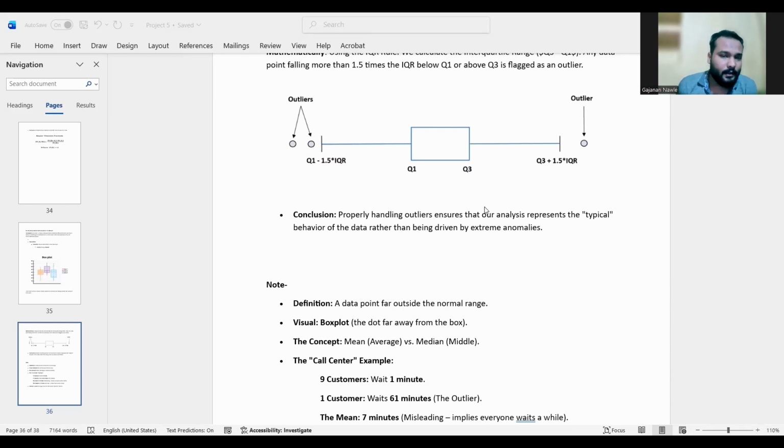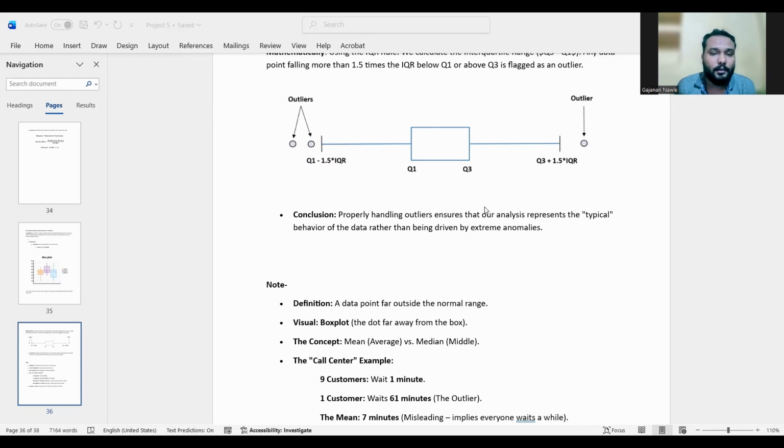To explain this clearly, let's look at a call center scenario. Imagine you are analyzing the performance of a call support team. You look at the data for 10 calls. 9 of those customers had a great experience. They were answered in exactly 1 minute. But one customer had a terrible experience. They got lost in the system and waited for 61 minutes.